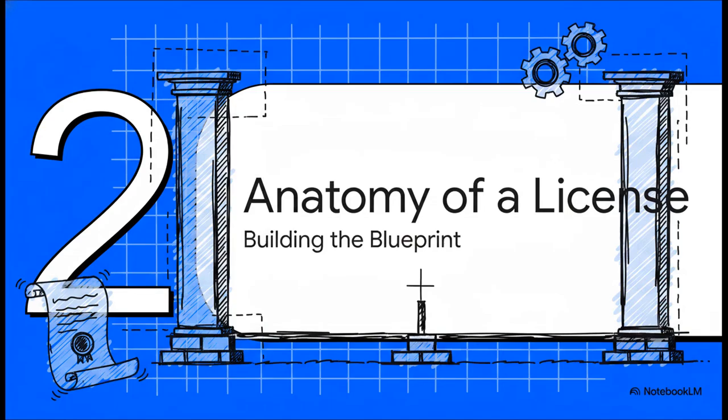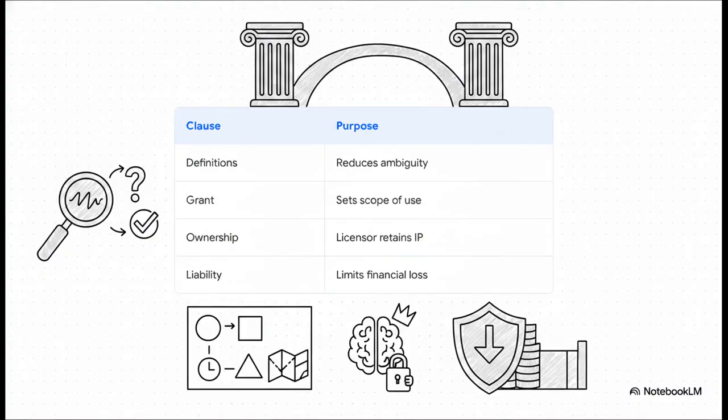Moving right along to Section 2, Anatomy of a License, Building the Blueprint. Think of these clauses as the load-bearing pillars of your whole agreement. Definitions might seem a bit dry, but they reduce massive ambiguity. I mean, if you don't precisely define what an authorized user is, an entire company might try to share a single login. The grant of license dictates exactly the scope of use, the duration, and geographic limits.